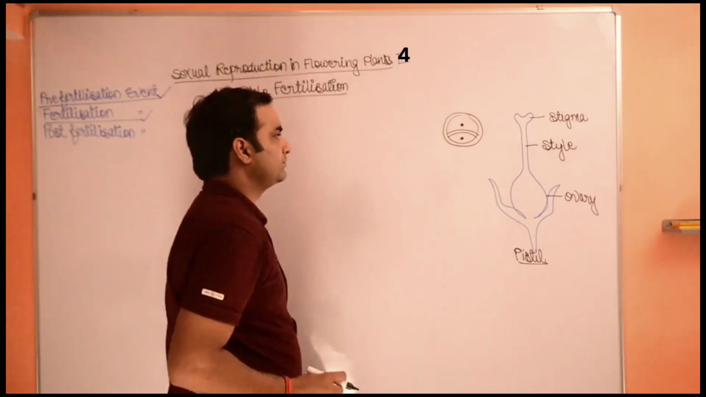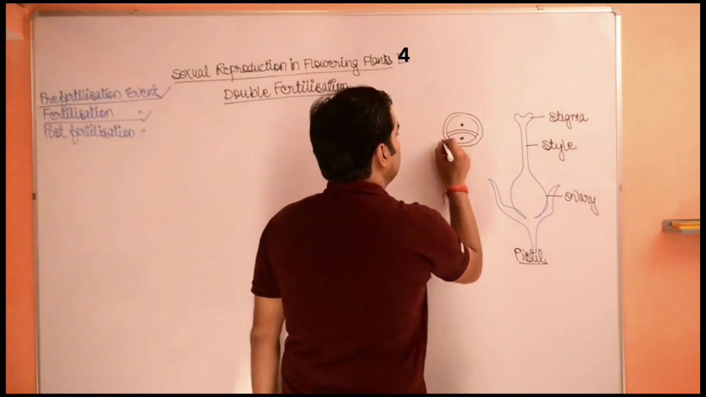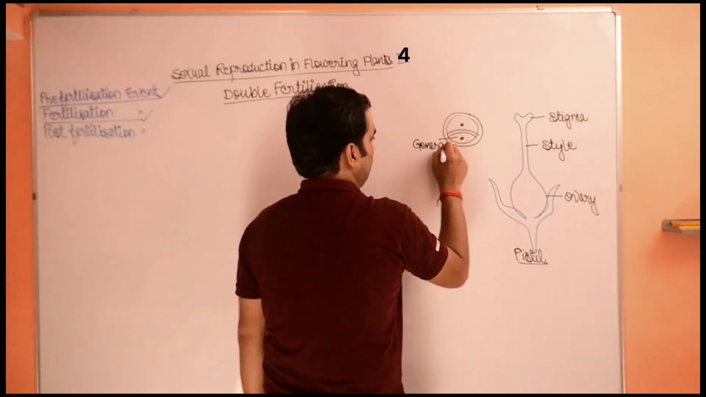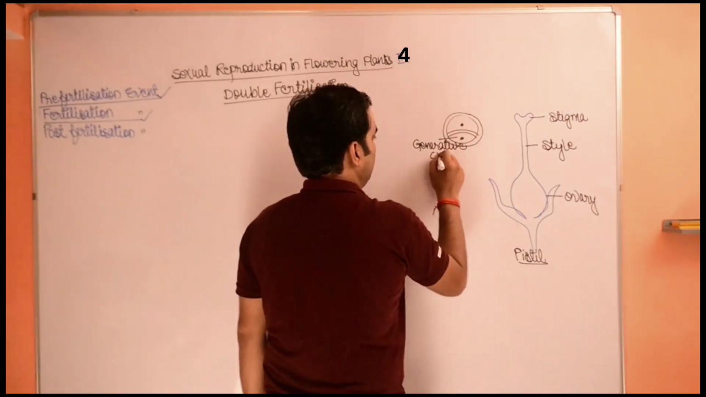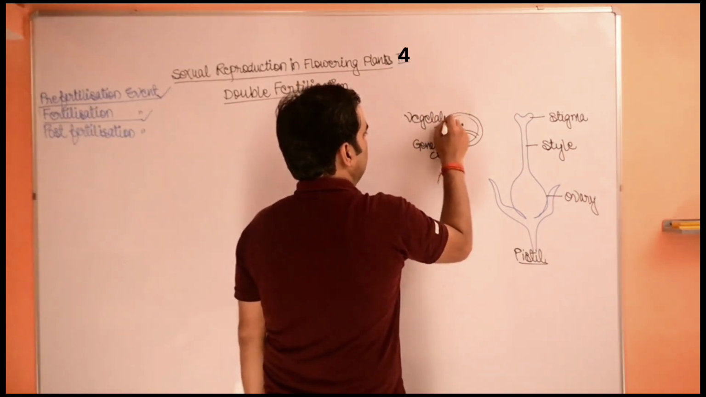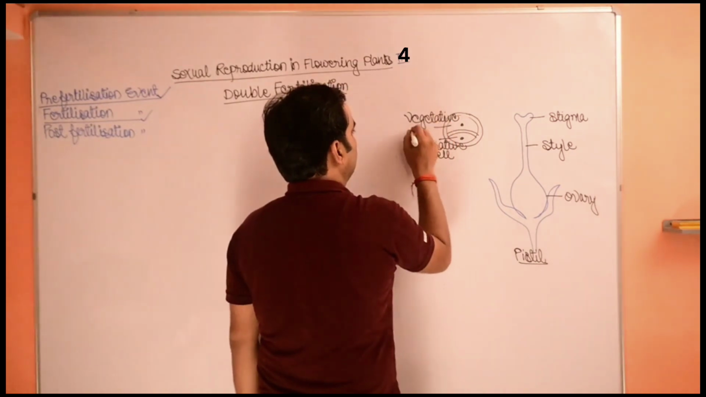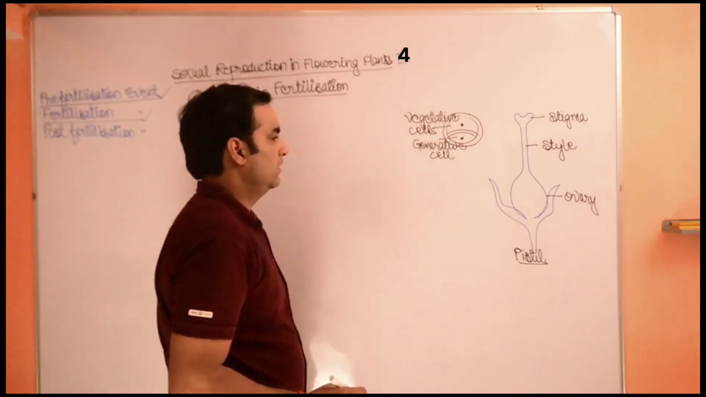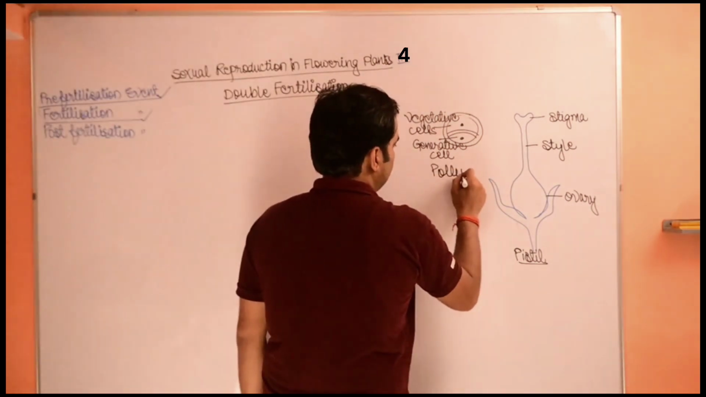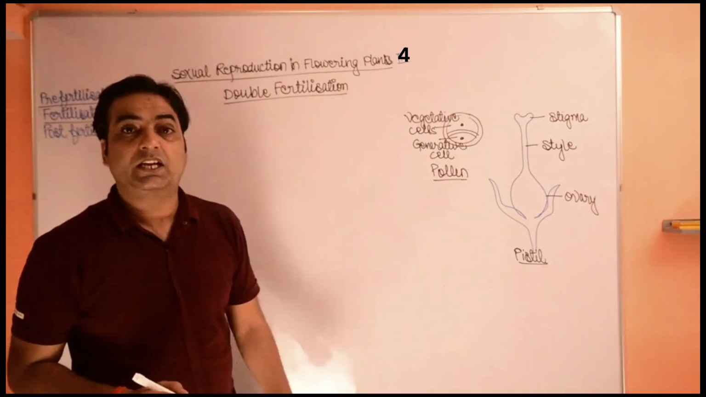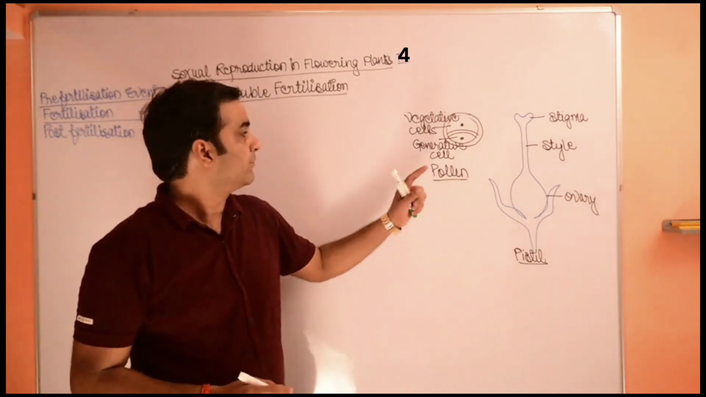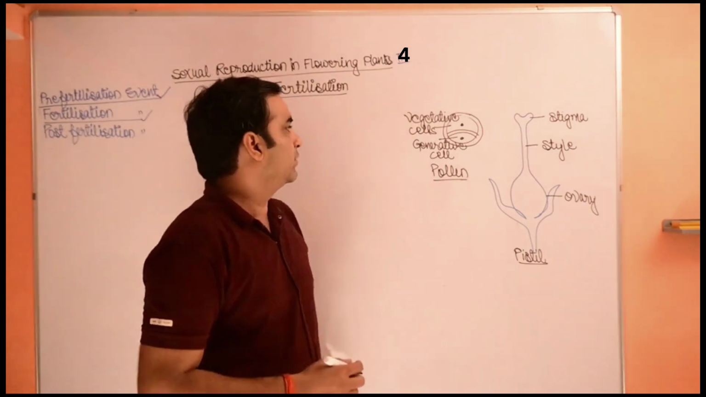This is the structure of a pollen. This pollen is made up of two types of cells. This is the generative cell and this is the vegetative cell. These are the two cells in a mature pollen. 60% of pollen grains in angiosperms are made up of two cells, and the remaining 40% of pollen of angiospermic plants are three-celled structures, which we don't have to study here.